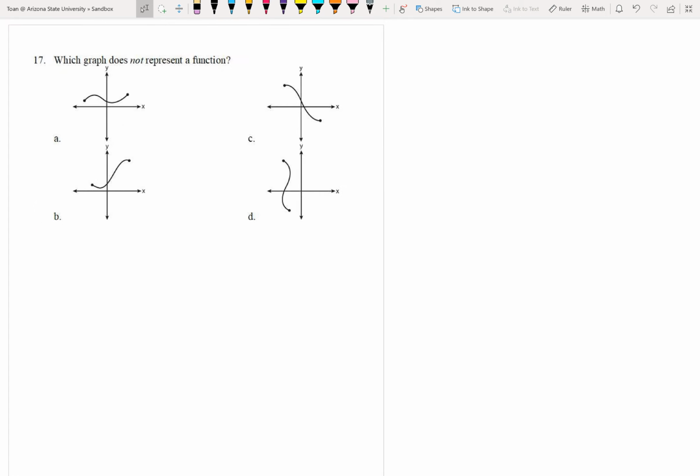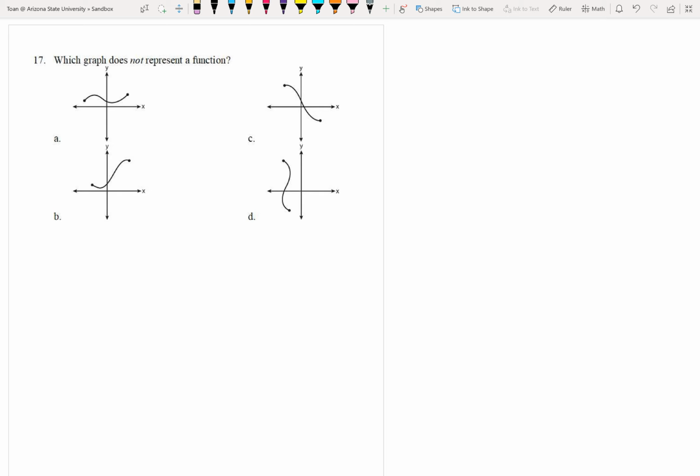Number 17, which graph does not represent a function? So this is a question testing your understanding of the vertical line test. The vertical line test states that if I give you a graph and I want to know whether or not it's a function, what you have to do is test it by slicing it vertically up and down. If every single slice only touches the graph at most one time, it is a function.